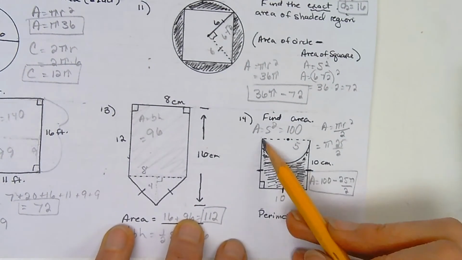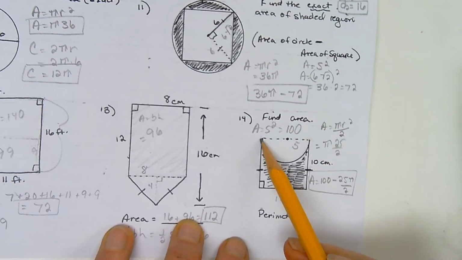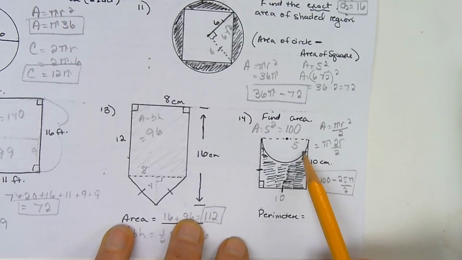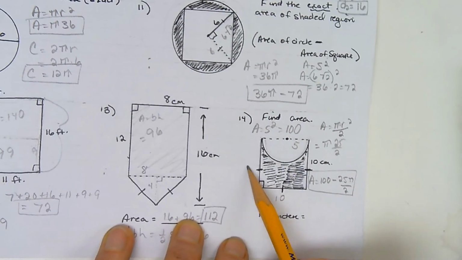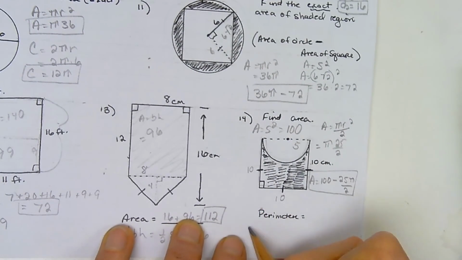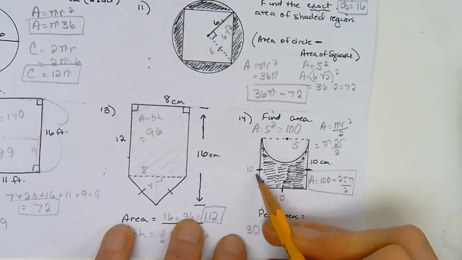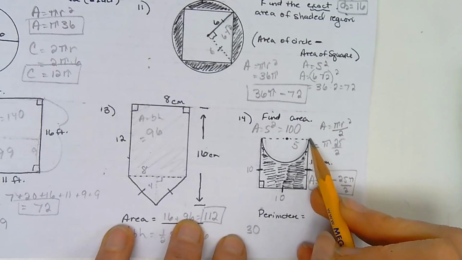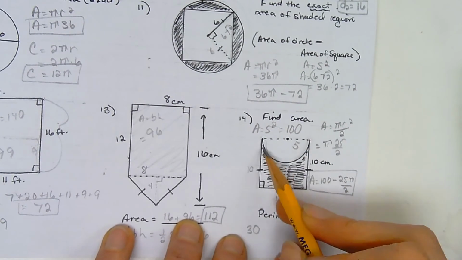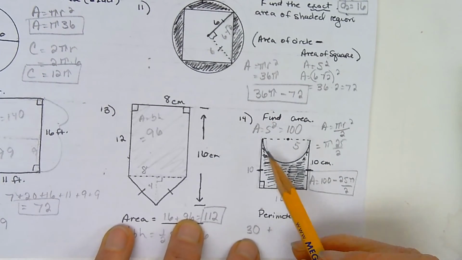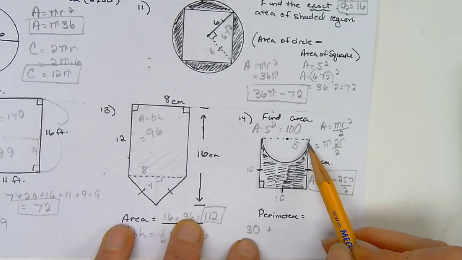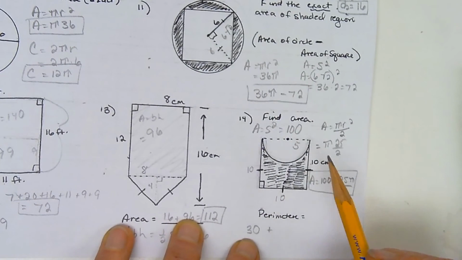The perimeter is the distance around, so it's from here to here, to here, to here, and down and around. So I know that this is 10, and this is 10, and this is 10. So I know it's 30 around, but I need to find what the circumference of this circle is and take half of it. So the perimeter is 10 plus 10 plus 10 plus the circumference.